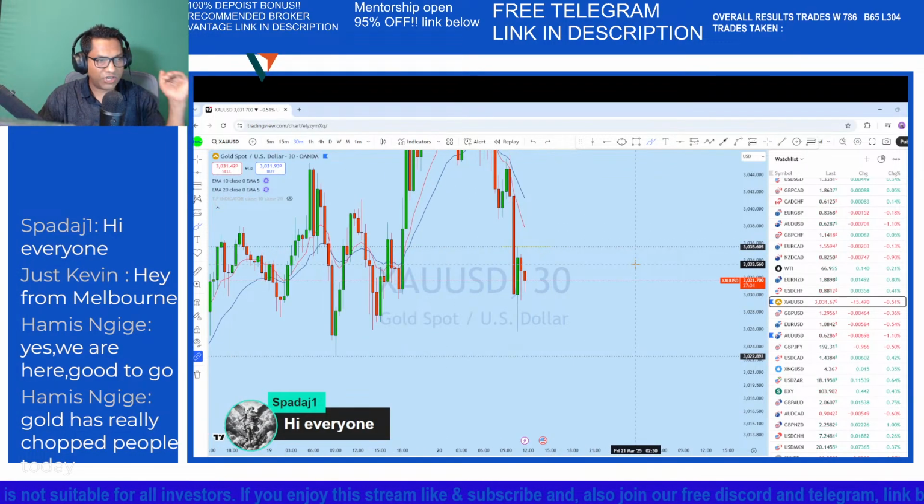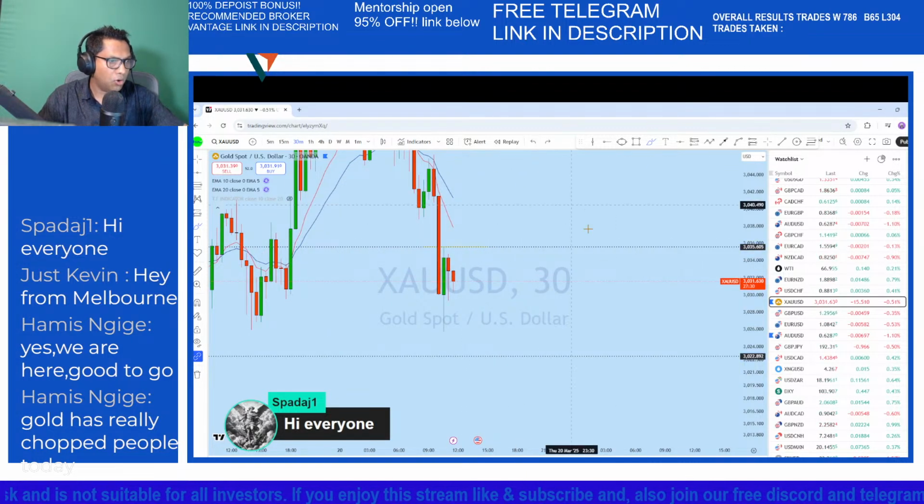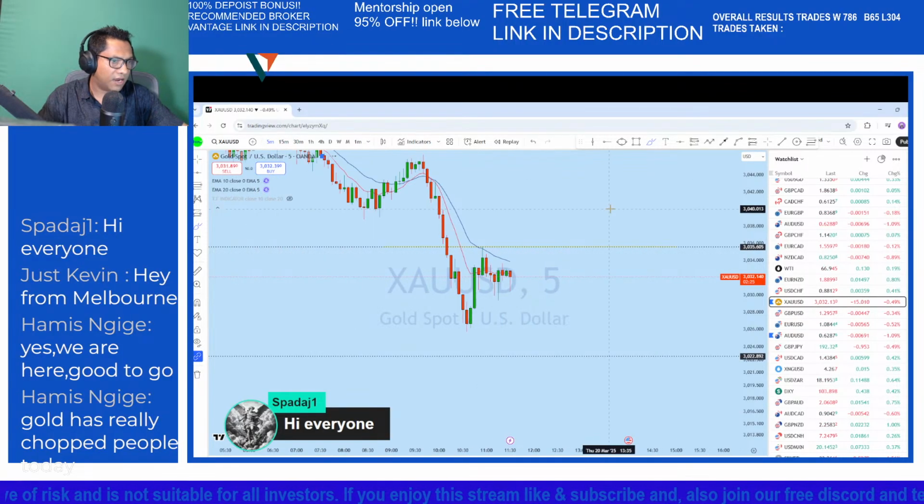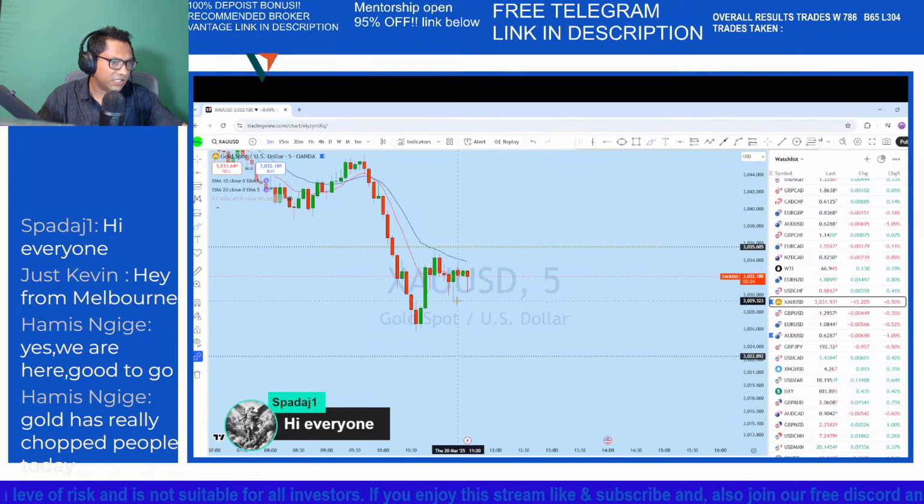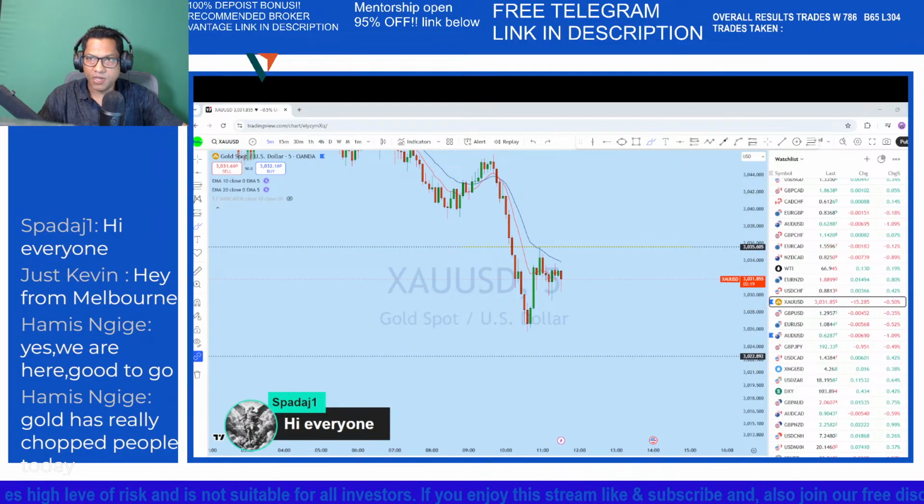Like to see that it's testing that high, testing that resistance, and then breaking below here to create a new lower low in this market. So on lower time frame price action, we can see some long wick candles. We might see a little sideways movement, as coming up in just a matter of 30 minutes time.